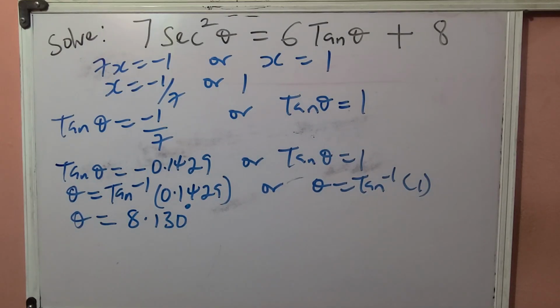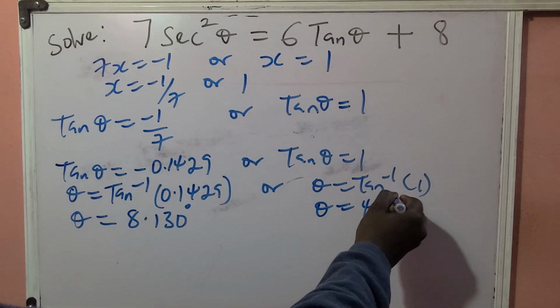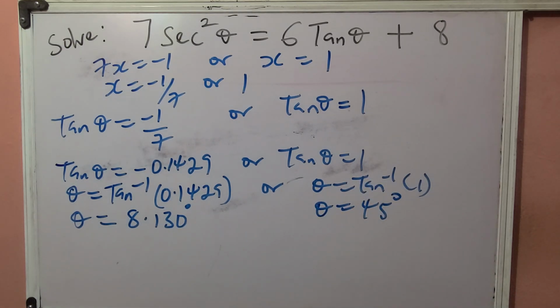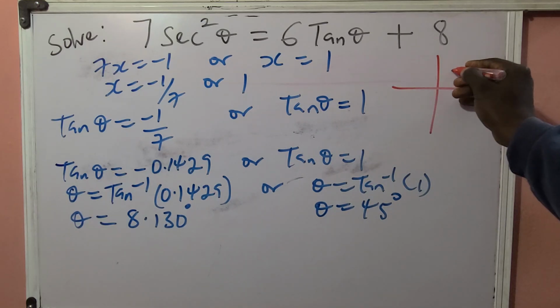So this is 8.130 degrees. And when our theta was arctan 1, it is actually 45 degrees. So these are two different values, and we'll keep solving them differently. After getting here, if you followed through on the video on angle of any magnitude, the next step to take is to investigate the quadrant. The quadrant is what brings out your answer.